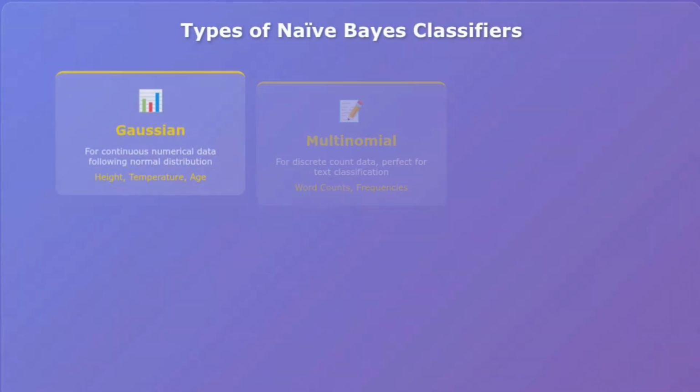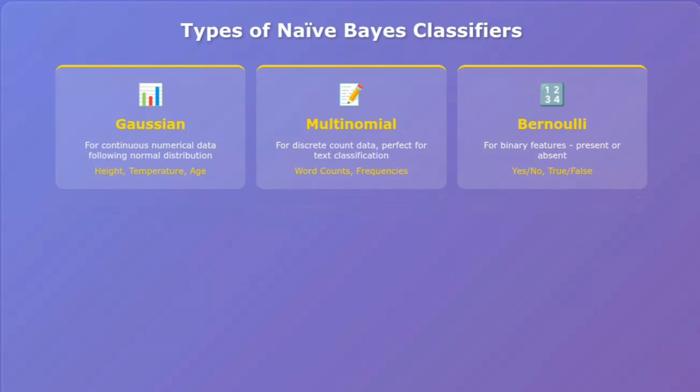There are 3 main types of naive Bayes classifiers, each designed for different types of data. Gaussian naive Bayes is used when your features follow a normal distribution. Think of continuous numerical data like height or temperature. Multinomial naive Bayes works with discrete count data, perfect for text classification, where you're counting word occurrences. Bernoulli naive Bayes handles binary features, things that are either present or absent.